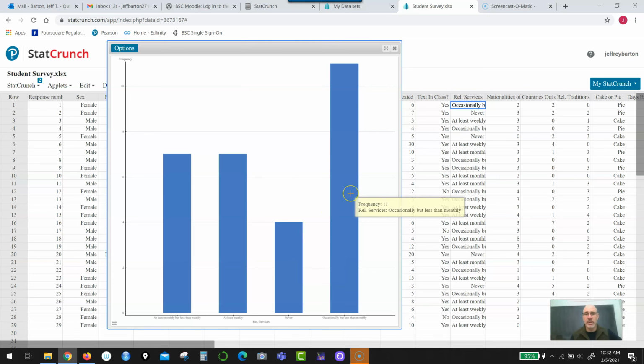If I hover over the largest bar, it looks like the most common response was folks occasionally but less than monthly were attending religious services. 11 of you said that. And then we had a tie at 7 for at least monthly but less than weekly, and at least weekly. All right, so this is a bar graph. If the bars were ordered in increasing or decreasing order, then we would consider it a Pareto chart instead of just a bar chart.